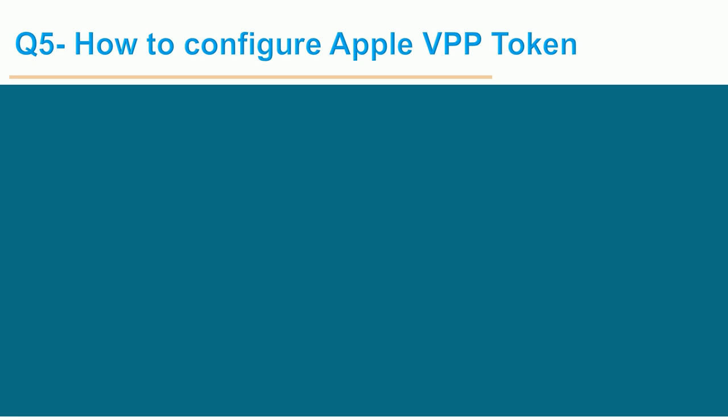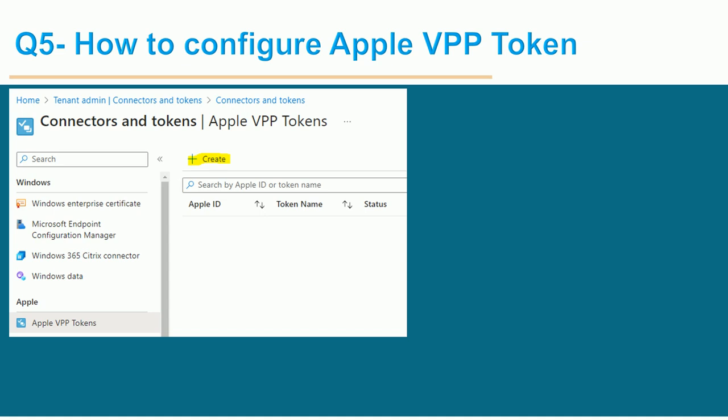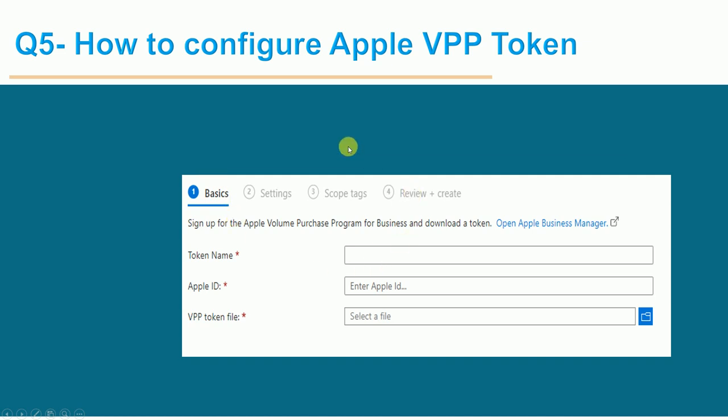The next question is how to configure the Apple VPP token. For that you need to go to Connectors and tokens, and here is the option Apple VPP token. Click on Create. Once you click on Create, there will be a screen to enter your details like the token name, Apple ID, and Apple VPP token. Once you come to this screen, click to open Apple Business Manager, and there you need to configure. You should have an official account for Apple Business Manager, and the VPP token will be downloaded from your Apple Business Manager, and you can import it here. Give the Apple ID and the token name here.